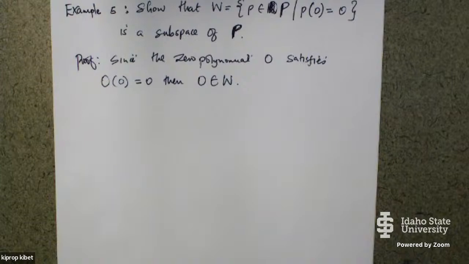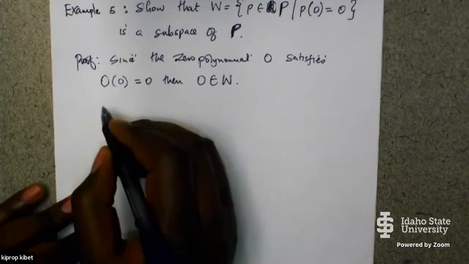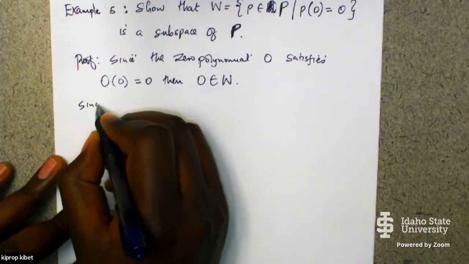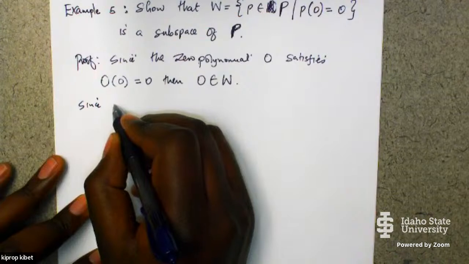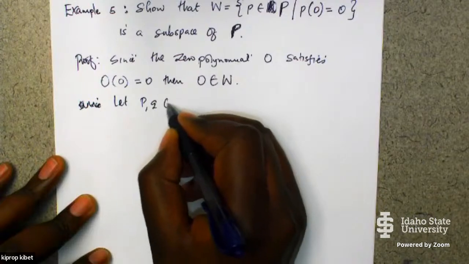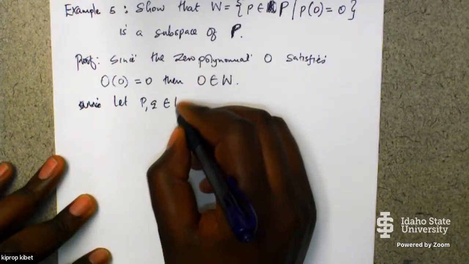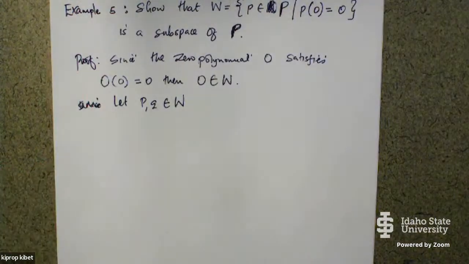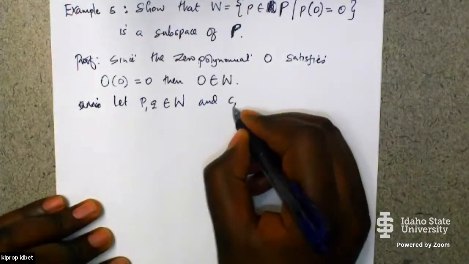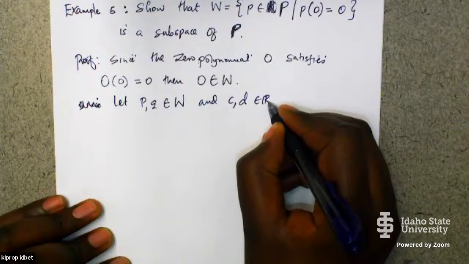So you start from the zero polynomial. So the zero polynomial is an element of W. Now, we let P and Q be elements of W, and C and D be elements of the real numbers.